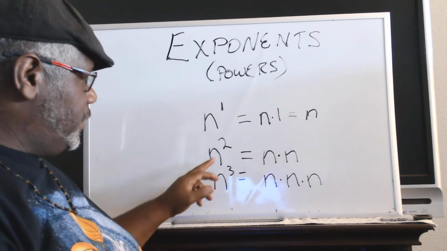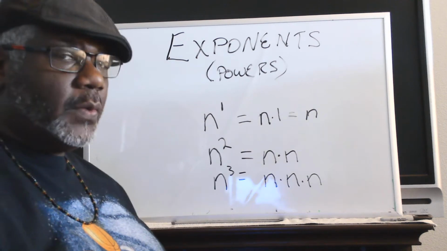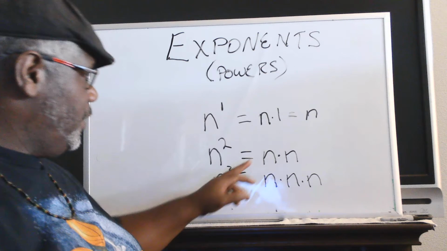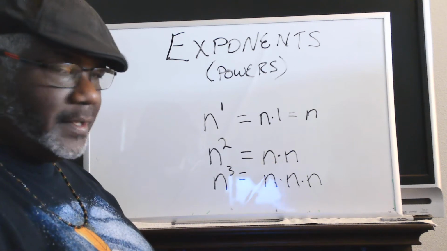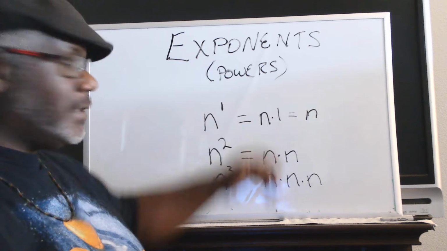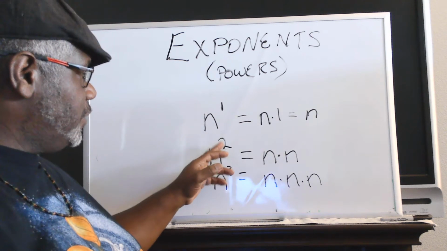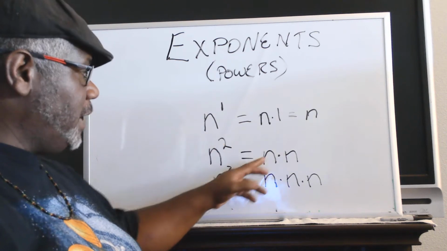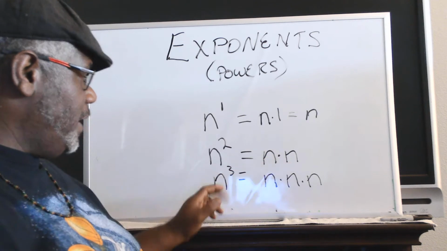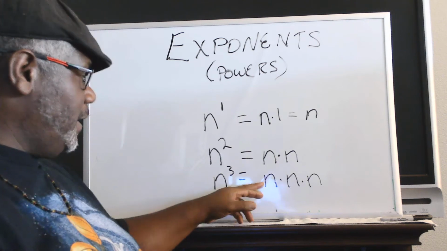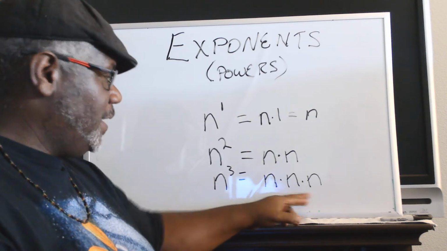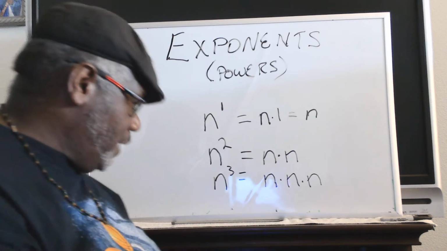Now, n to the second equals n times n. There's two n's. N times itself, twice. N to the first equals n times itself once. N squared, as we call it, or n to the second, is n times n. N to the third, or n cubed, means n times n times n. And that goes on and on and on. And I'll show you what I mean.